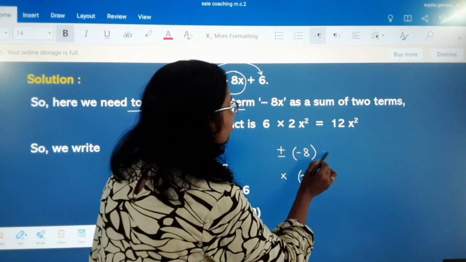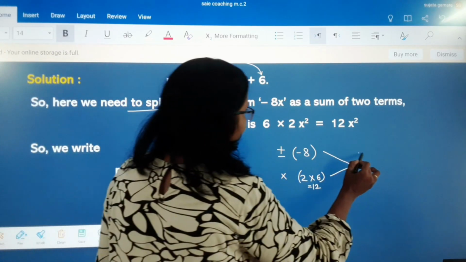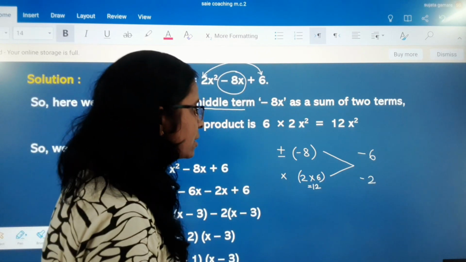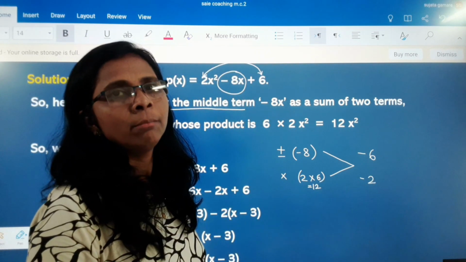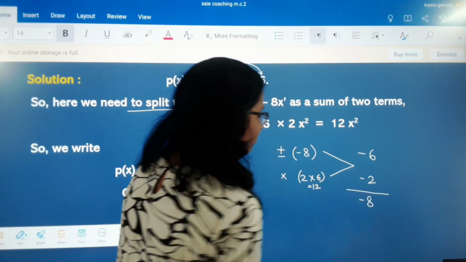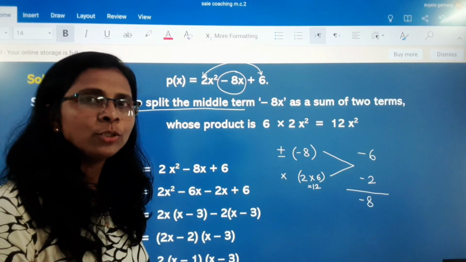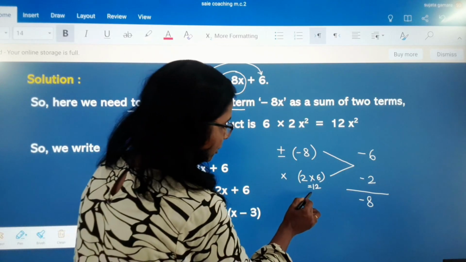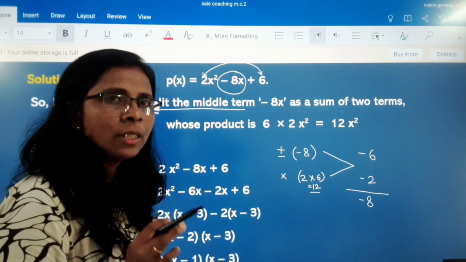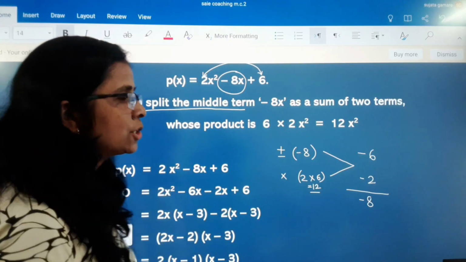So the numbers are minus 6 and minus 2. See here, minus 6 minus 2, that means minus 8. And if you multiply these minus 6 and minus 2, then we get 12. So these are the two numbers for splitting the middle term. So now we arrange.